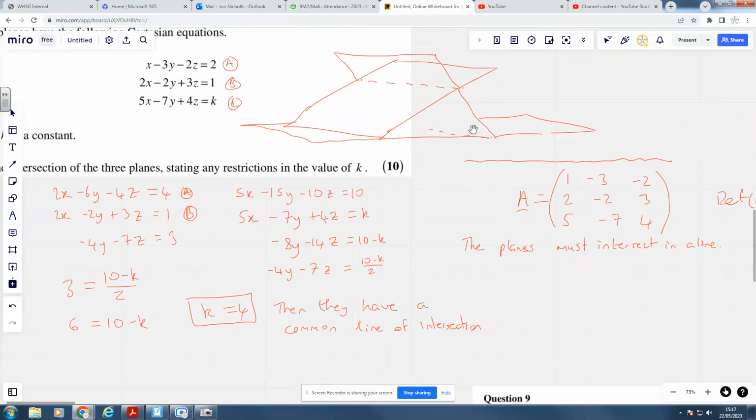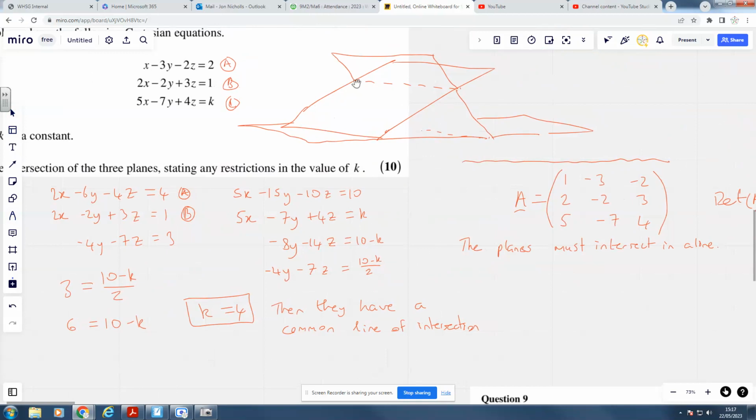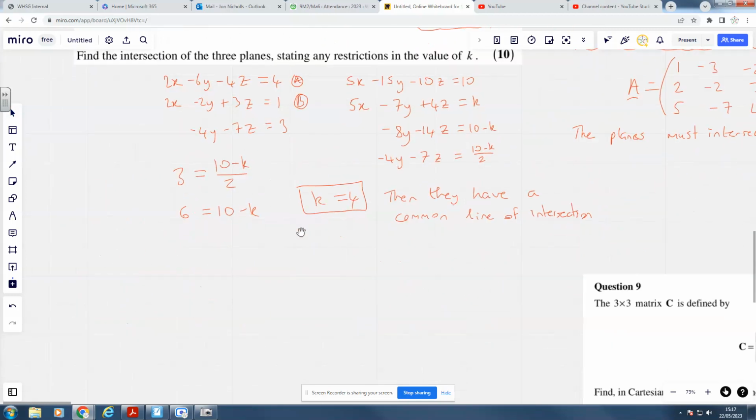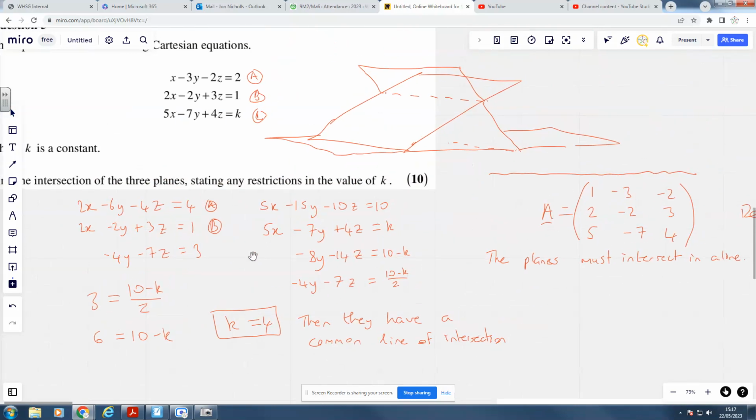It would, in fact, be this situation where you'd have these two agree on that line, these two agree on this line, and these two agree on this line. Okay, so we've got k equals 4, but they didn't just say find any restriction on k. They said find the intersection of the 3 planes. So we need to find the line where the 3 planes intersect.